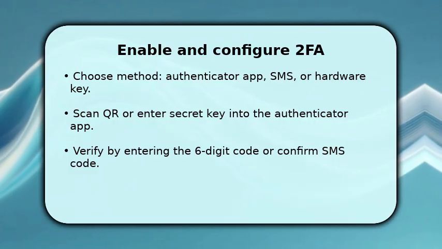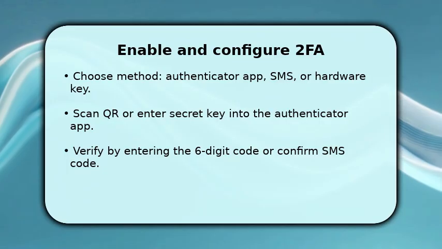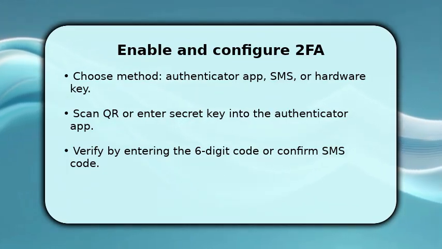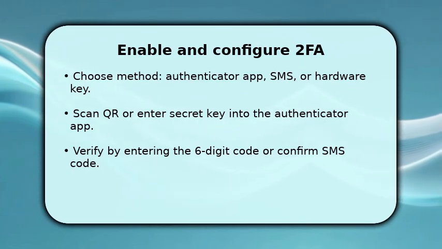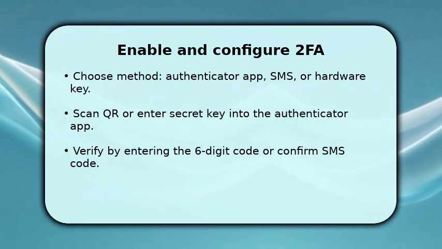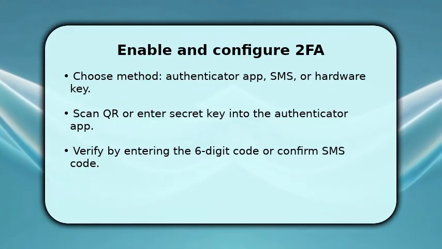For an app, click Add, scan the QR code, or type the secret key manually. The app will start producing 6-digit codes. Once you enter a current code to verify, the account links to your authenticator. If you choose SMS, expect a one-time code sent to your phone. Enter it to confirm. Make sure to label device names so you can identify and manage them later.